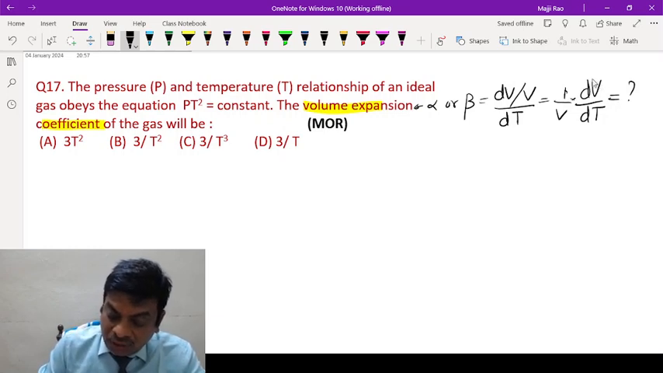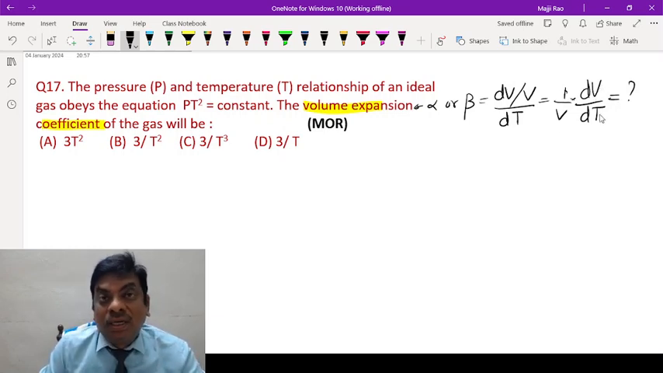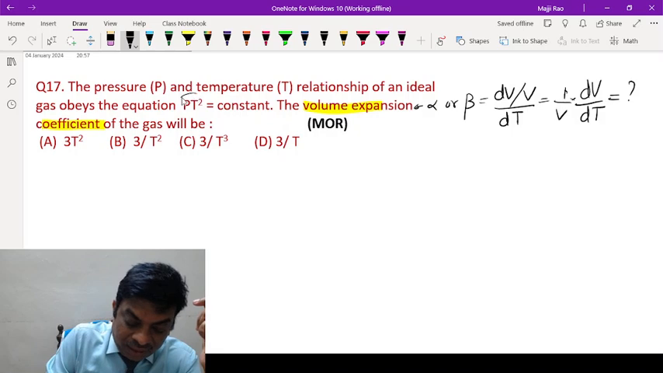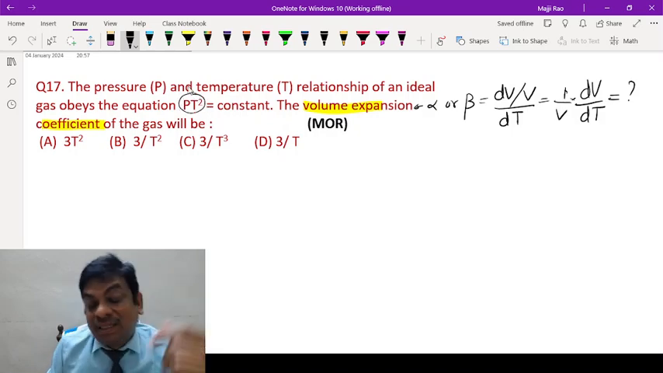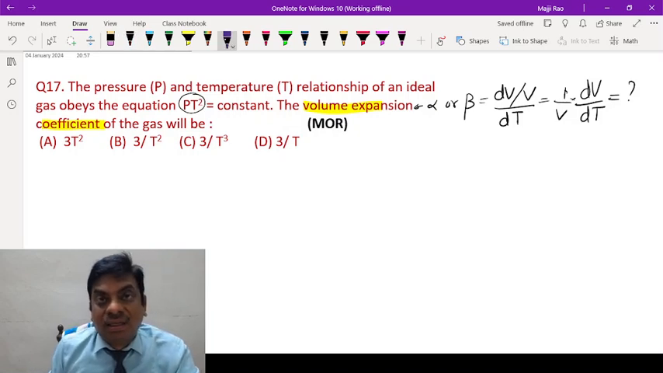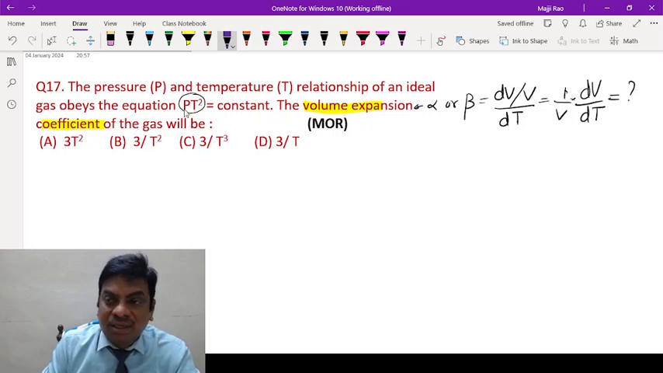So if you can get a relation between volume and temperature for the process, then you can differentiate both sides and get the result. Here you can see the process has been expressed in terms of pressure and temperature. So let us eliminate pressure and express it in terms of volume. Let us keep the temperature as it is, but we have to eliminate the pressure here in terms of volume.